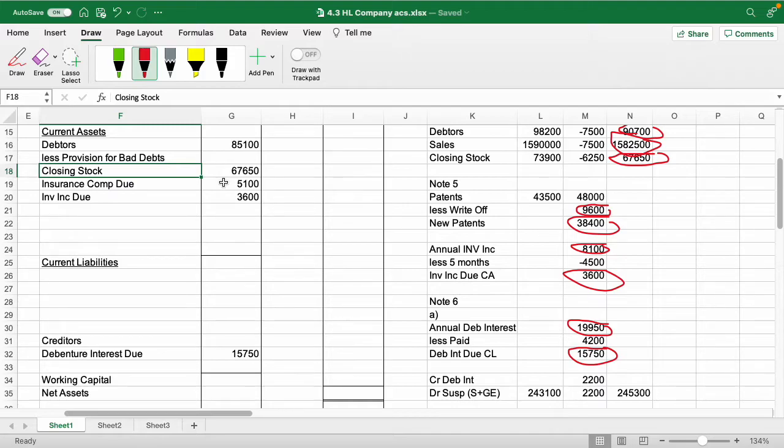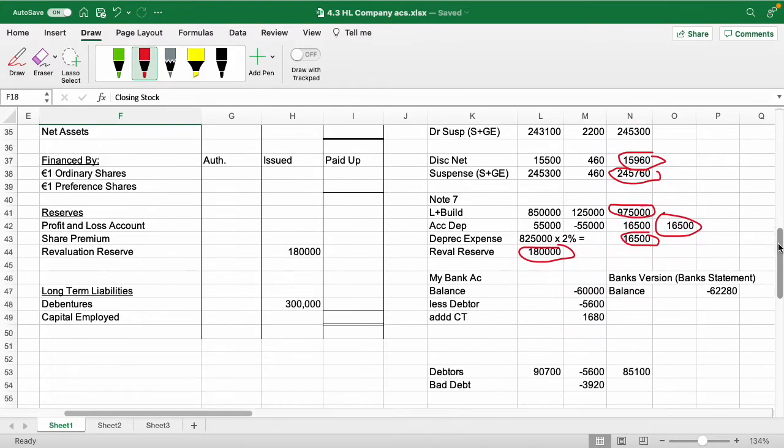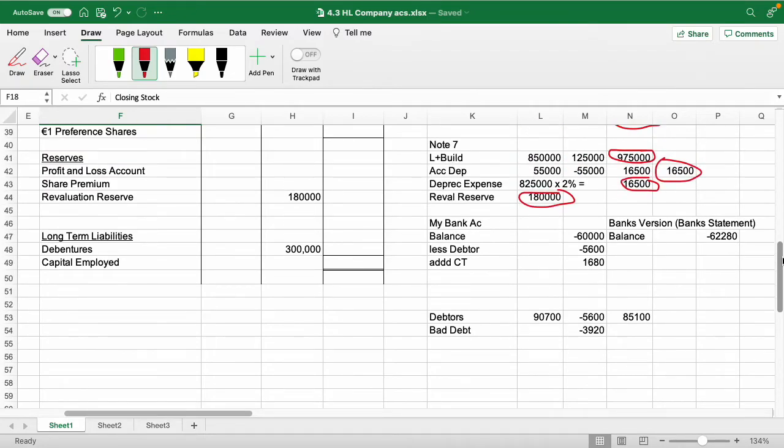Next one. A direct debit to a local refuse company, 860, had not been recorded in the company's books. Who was wrong, me or the bank? Who didn't know about it? Who didn't record it? Me. Okay? So because I didn't do it, my bank version is wrong. The bank's version is correct. Okay? So I'm going to take away my direct debit. And the direct debit is 860. And it's a minus.